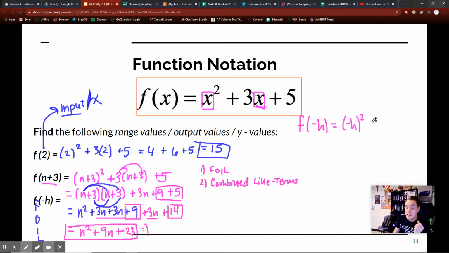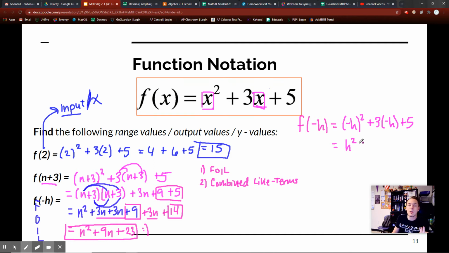Make sure it's in parentheses. They are your very best friend. Plus 3, your best friend comes back with parentheses, negative h, and then plus 5. Now, when I square something that's negative, what happens, guys? What happens? It becomes a positive. So actually, I still have h squared here.